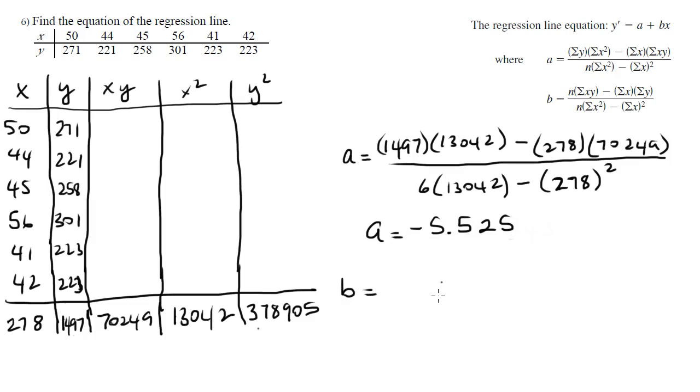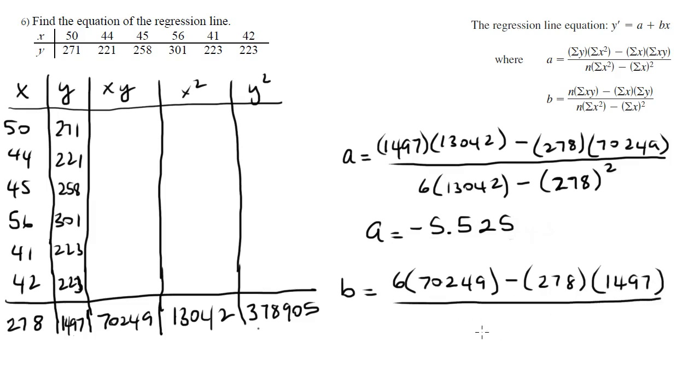Now B. I'm not going to make any mistakes here. Let's do this. 6 times the sum of the xy's, 70249, minus, I'll blame it on the calculator. I pressed subtraction, right? Minus 278 times the sum of the y's, 1497. Divided by n again times the sum of the x squareds, 13042, minus again the sum of x, 278, squared.